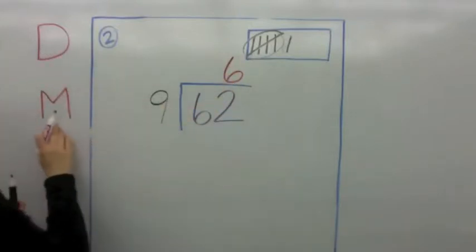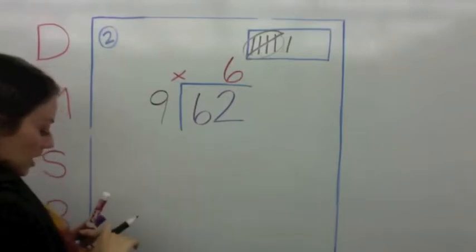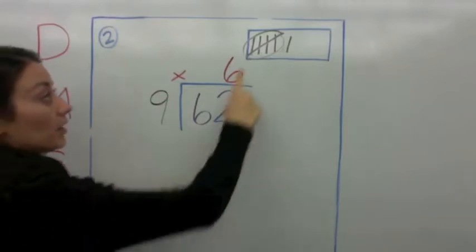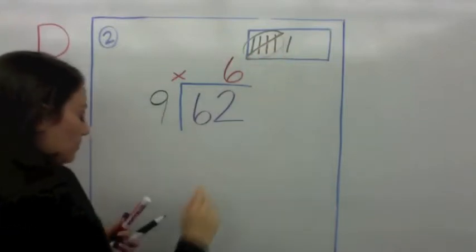And then we're going to do the second step, which is multiply. We're going to do 6 times 9. 6 times 9 is what? 9, 18, 27, 36, 45, 54. It's 54.